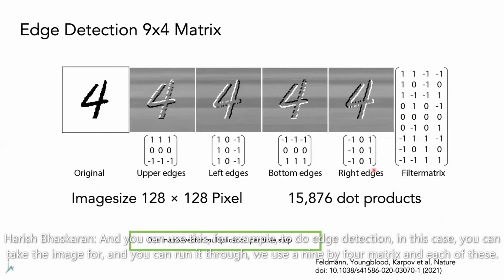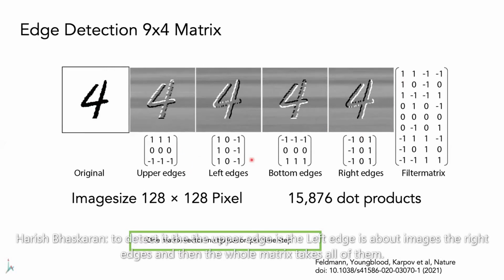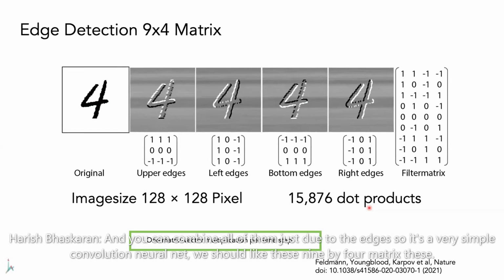And you can use this, for example, to do edge detection. In this case, you can take the image and run it through a 9x4 matrix, and each of these columns was configured to detect either the upper edges, the left edges, the bottom edges, or the right edges, and then the whole matrix detects all of them, and you can combine all of them just to show the edges. So it's a very simple convolutional neural net. We showed that with these 9x4 matrices.